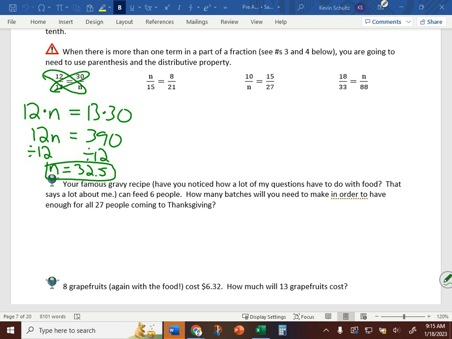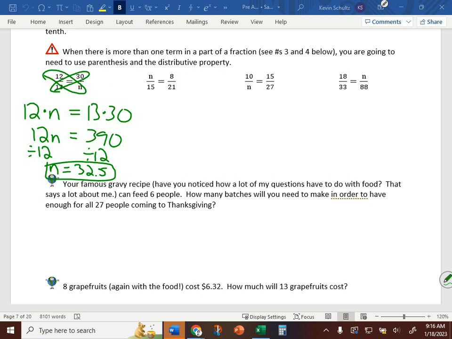How could you check to make sure you solved this correctly? Landon? 12 times 32.5. You could confirm that 12 times 32.5 does equal 390. That's a way to do it. What else could you do? Yeah. Cross products. You could just again verify that it works. But how else could you check it? I'm trying to teach you how to cheat on your tests, but it's really not cheating, right? You're checking your answer. You're making sure that you're right, and I want you to do it.